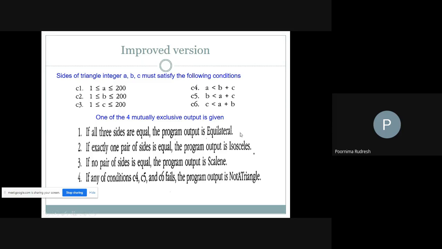Along with these 3 conditions, we also have 3 more conditions for A, B, and C. A should be less than B plus C, B should be less than A plus C, and C should be less than A plus B. So if all these conditions are satisfied, then only we are going to find the type of triangle, whether it is equilateral, isosceles, or scalene. And if any one of the conditions C4, C5, C6 fails, then the program gives the output as not a triangle.